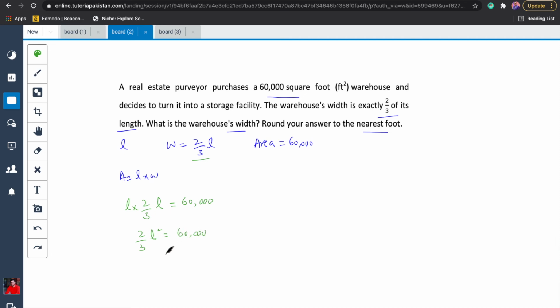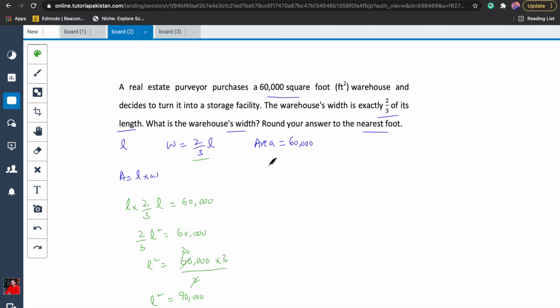Again, do not multiply. Be careful. Remember the strategy. L squared equals 60,000 into 3 divided by 2. Now I know 60 divided by 2 is 30 and 30 into 3 is 90. 90 and we have these three zeros. So L squared is 90,000.